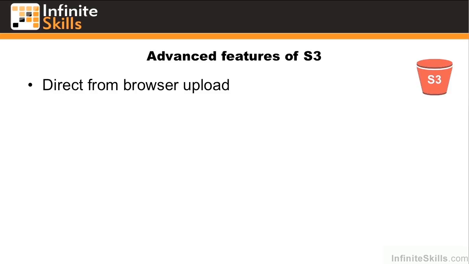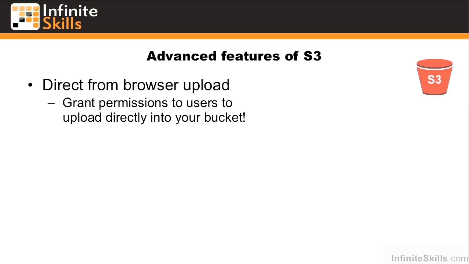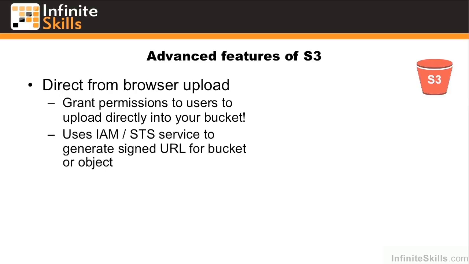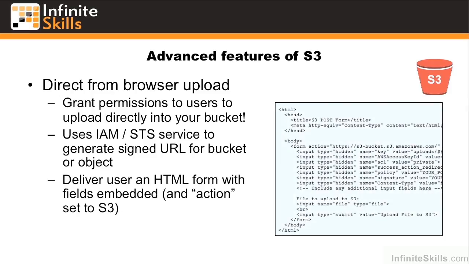S3 also supports a direct from browser upload, and this is an awesome feature of it. You can grant permissions to users to upload directly into your S3 bucket. This uses IAM and STS, or the Secure Token Service, to generate a signed URL for your bucket or object. For more information on this, you can look at the IAM deck. You can then deliver the user an HTML form with the fields embedded and the action itself set to S3. By this action being set to S3, the form will post directly into S3, and the user doesn't need to go through any EC2 instances of yours. This URL has an excellent write-up of this feature.